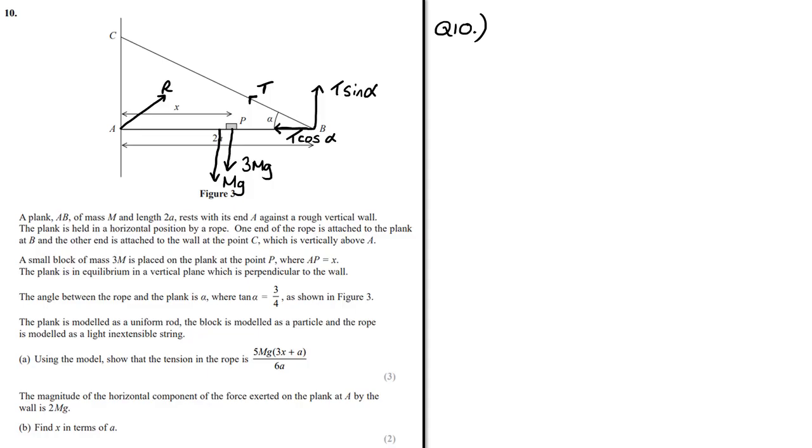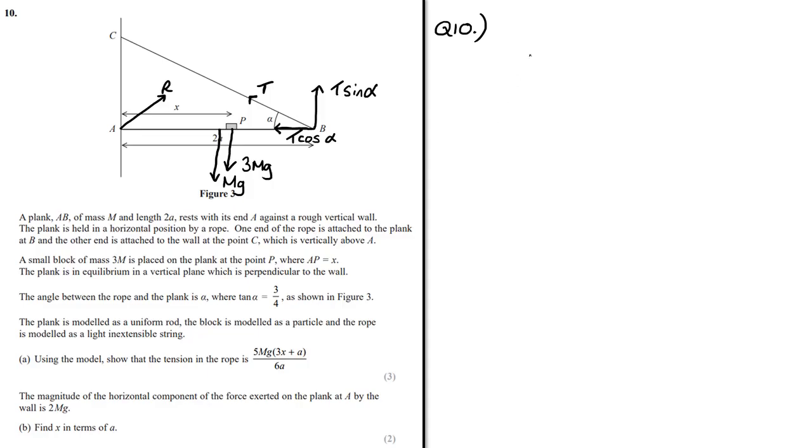So what we want to do is show that the tension in the rope is 5mg times 3x plus a all over 6a. Okay, so that looks pretty grim. How do we get to this expression? Well, to do this, what we need to do here is take moments. So we've got to decide where we take moments about. Now, I'm going to take moments here about A. And the reason why I'm taking moments about A is because we have this force here, R. But remember, if you take moments about A, this ignores R. And because we have no information about R, it makes sense to take moments at A.